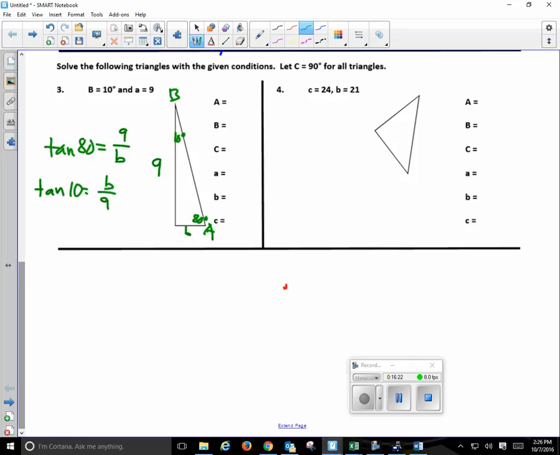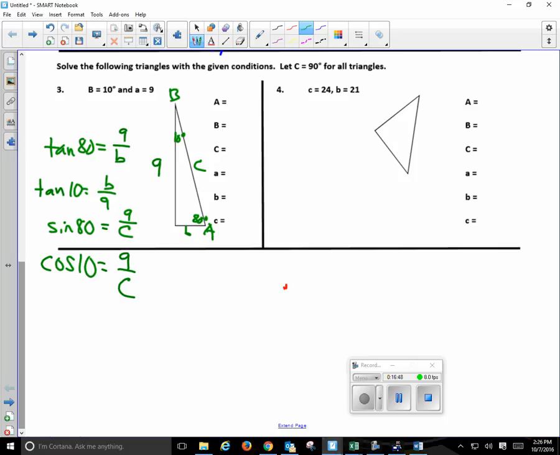Suppose you wanted to find C. You could say that the sine of 80 was equal to 9 over C. Suppose you want to use angle B, you could say that the cosine of 10 was equal to 9 over C. These are all options to set up.